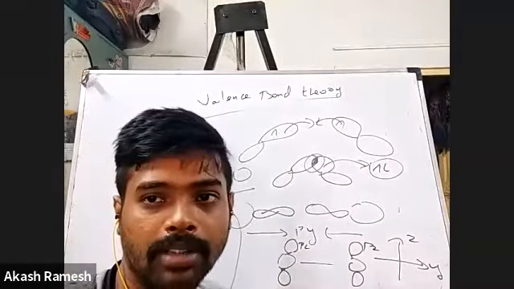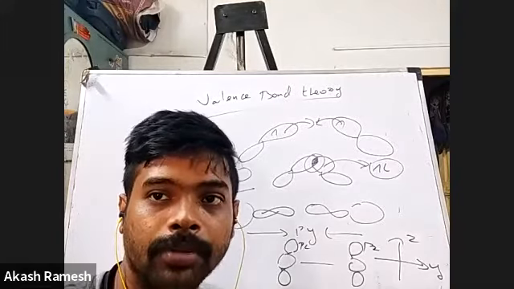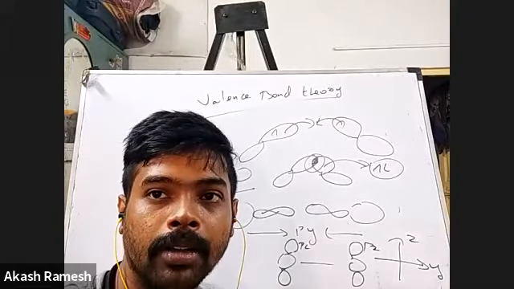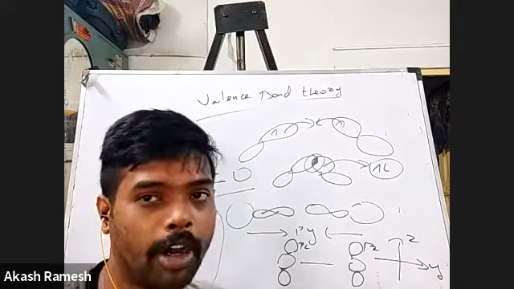I think Mithun asked some doubt. One second, Mithun. What did he ask, sir? If PY and PY get bonded with respect to the y-axis, then PZ and PZ should get bonded with respect to the z-axis, right? Okay.